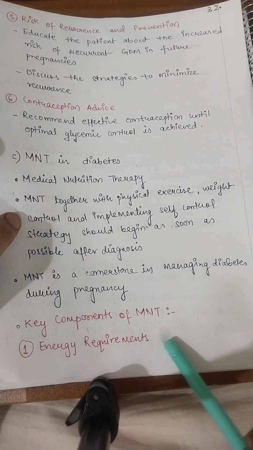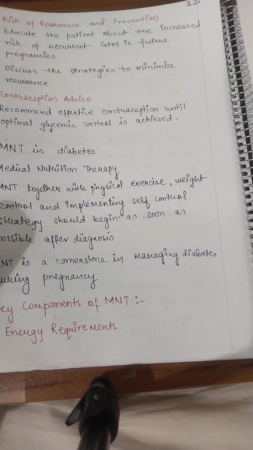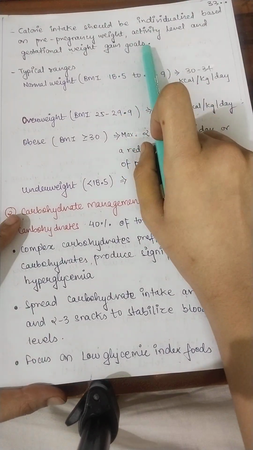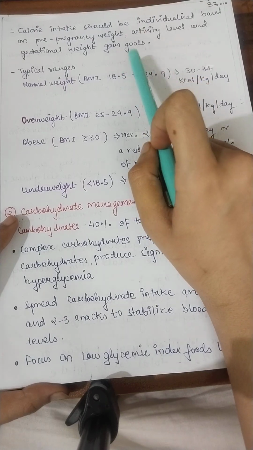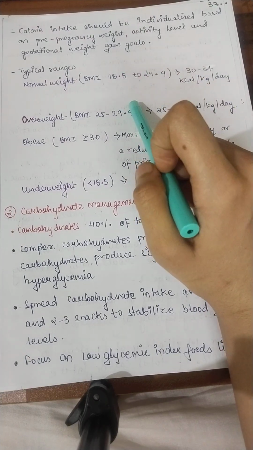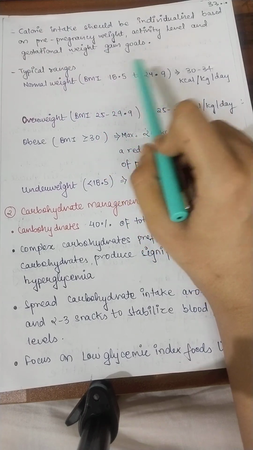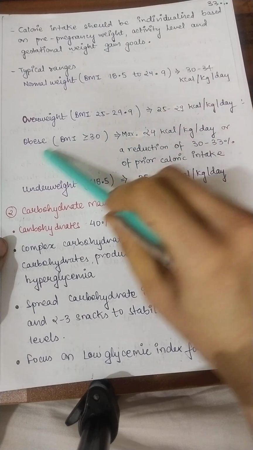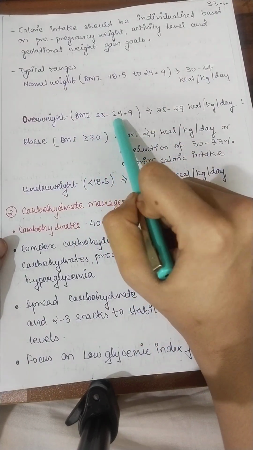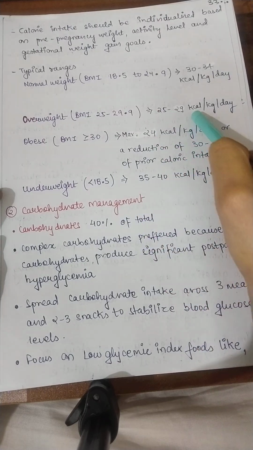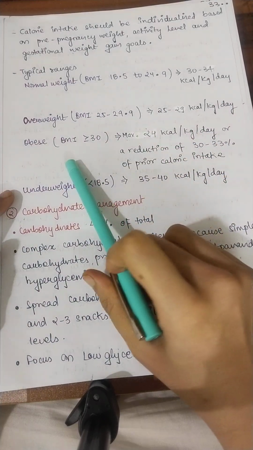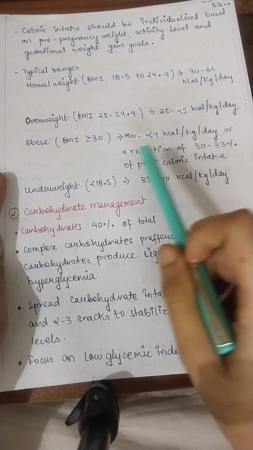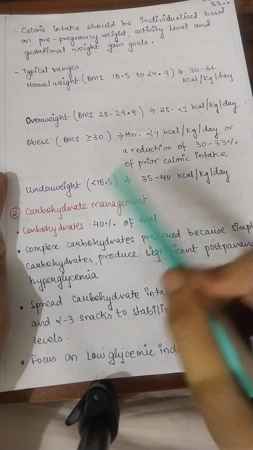First one is energy requirements. How much energy is required by a particular BMI of patient. So calorie intake should be individualized on pre-pregnancy weight, activity level and gestational weight gain goals. For normal weight, BMI 18.5 to 24.9, intake 30 to 34 kilocalorie per kg per day. For overweight patient, BMI 25 to 29.9, it should be 25 to 29 kilocalorie per kg per day. For obese patient with a BMI above 30, maximum 24 kilocalorie per kg per day, or a reduction of 30% of prior calorie intake.